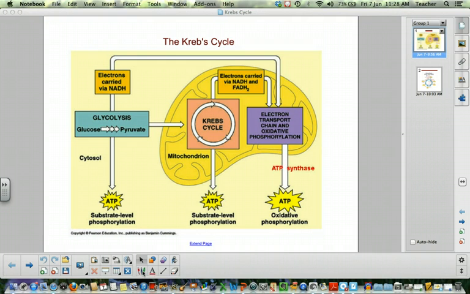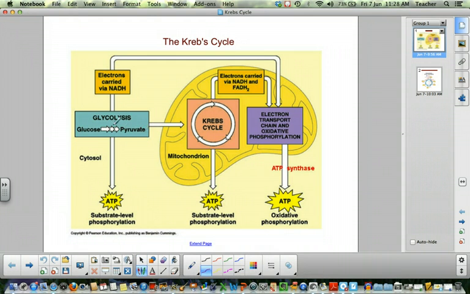Recall, if you will, that cellular respiration is broken down into three parts: glycolysis, the Krebs cycle, and oxidative phosphorylation. Okay? We've already looked at glycolysis. Okay, and this is important. The products of each of these reactions kind of move on to other stages.